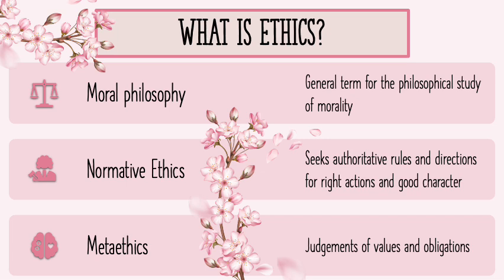Normative ethics looks for authoritative rules or directions that can be applicable for all people in all situations and can tell us what are right actions and what is good character. The main components of normative ethics is that it should be applicable to everybody in every situation at every time, and answer two ought questions. What ought I do and what ought I be?